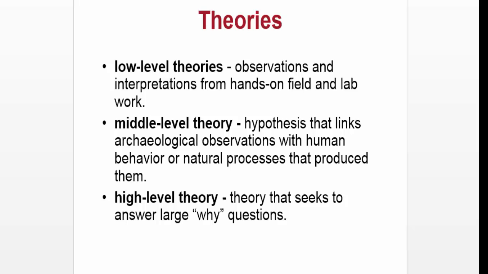Here's an example. We observe a patch of black material with red soil around it. We use low-level theory to say that this pattern is often formed by man-made fire. We interpret the observation of the charcoal and burnt earth as left over from a man-made fire, a hearth or a fire pit, but we have not actually observed a hearth. We have observed some red soil and black stuff and interpret it to be a hearth.